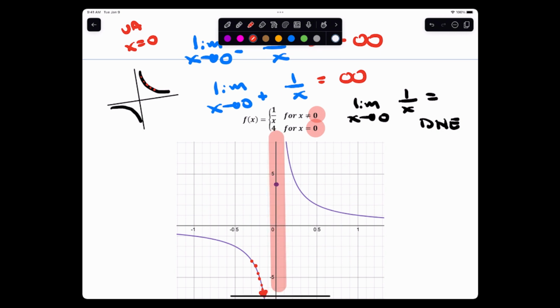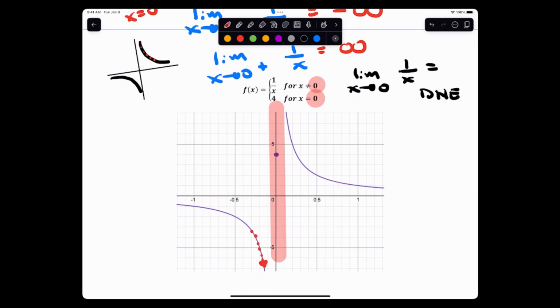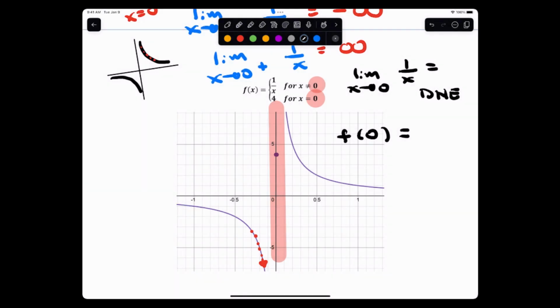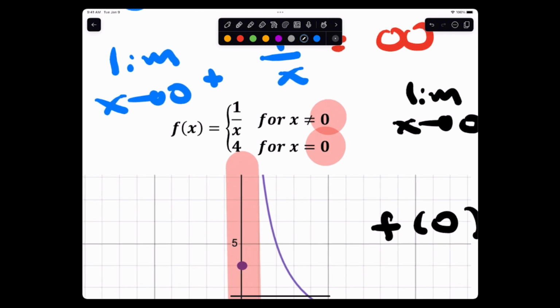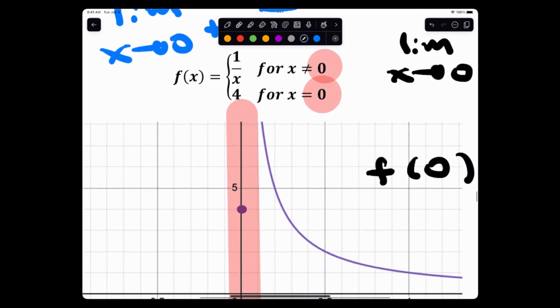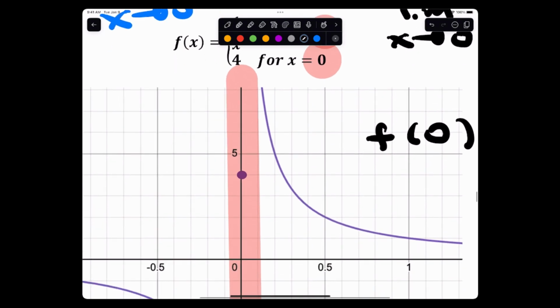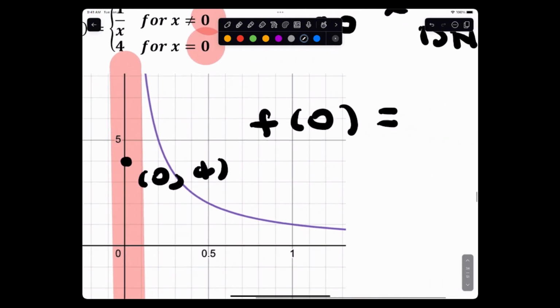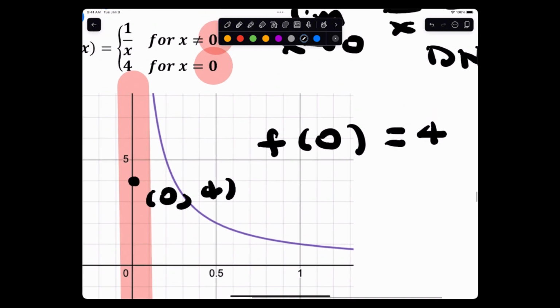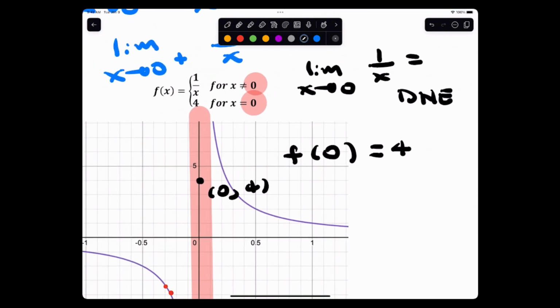But what do you think they just did when they gave it to you as a piecewise function? They're going to ask you now, what's the value of the function at 0? Can you read this? What are they saying? The value of the function equals 4 when x equals what? And they put a dot out here where 4 is. That's location 0, 4. So you're going to say the value of the function equals 4. So for this picture, you don't say the function's undefined. You say it's 4 at 0, because they put a point in.